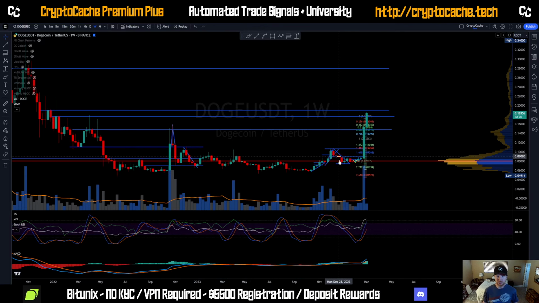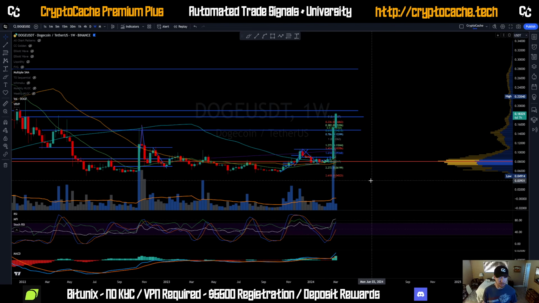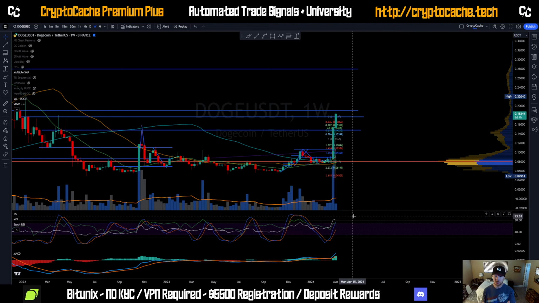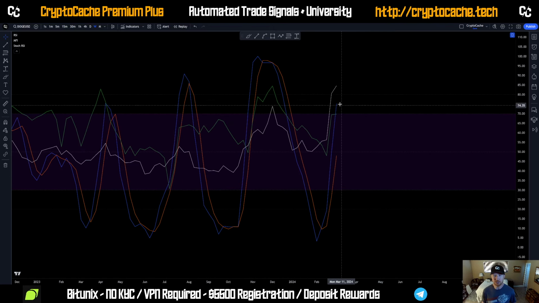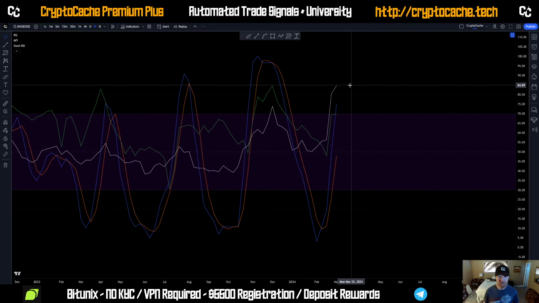Taking a look here at the weekly, let's touch on this while we're here. Moving averages: we're above all four, no surprise. Truly bullish in every stretch of the word. We've got a nice MACD convergence, a stochastic RSI swing, and of course, money flow index isn't too far away from an extremely overextended RSI.